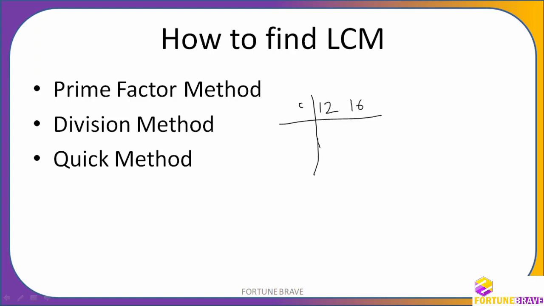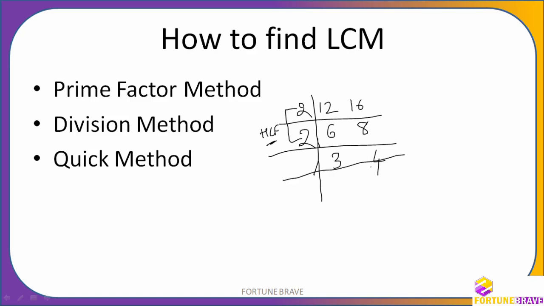First we'll divide by 2. 2 6s are 12, 2 8s are 16. Again we'll take 2. 2 3s are 6, 2 4s are 8. Again, what we'll do now? This is the HCF, right? So now to find out the LCM, we'll not stop here, we'll continue, and if any number can divide even one number, we are going to use it, right?